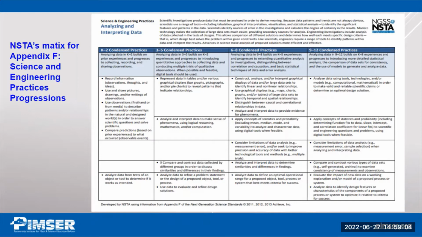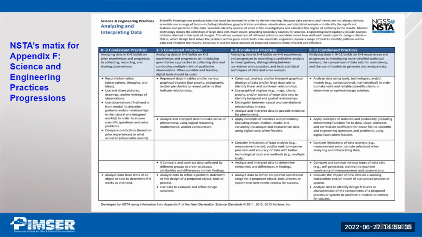But looking at this third bullet in K-2, even at early ages, we want students to be using those observations to describe patterns or relationships, to answer questions or solve problems. We want them to compare predictions using those prior experiences to the data that they've collected. And down near the bottom of the page, we see intended use of the practice in evaluating a design solution in an engineering task.